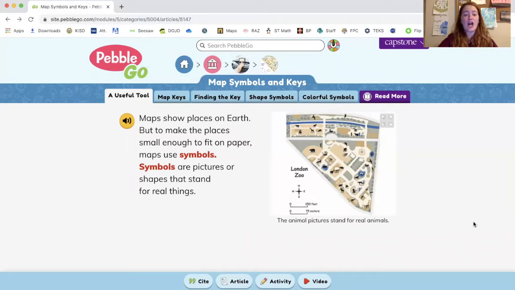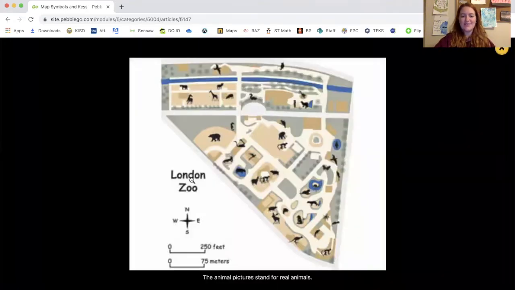Okay, here we are. We're going to look at this map first. Ooh, we'll talk about the image after we read the words. It says maps show places on Earth. But to make the places small enough to fit on paper, maps use symbols. Symbols are pictures or shapes that stand for real things. I like how it reminded me that I use a map to know where things are. This map looks like it's the London Zoo. Oh my goodness. So you could use a map at a zoo.